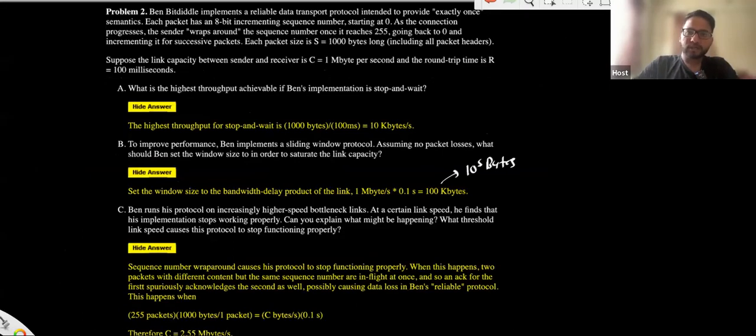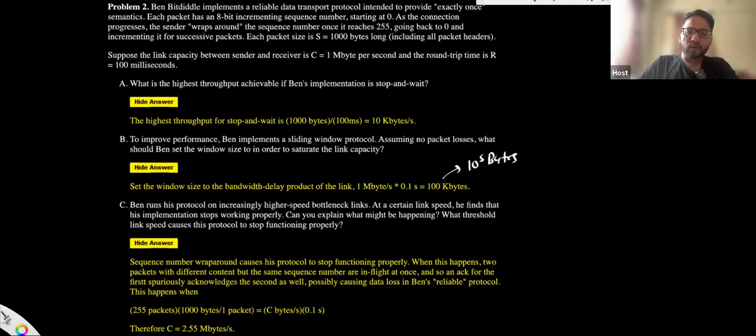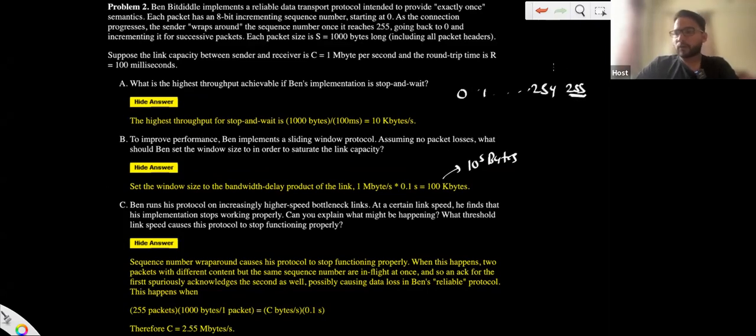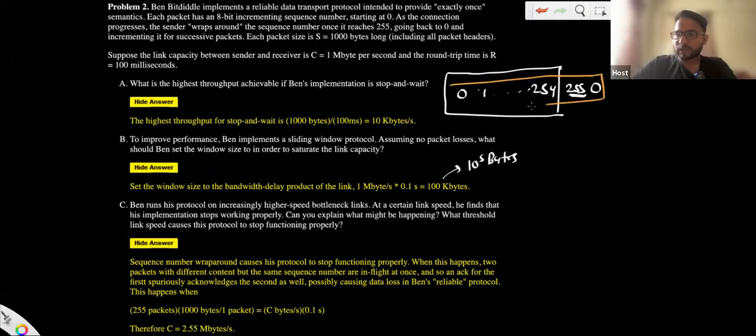Yes, so that's what they are saying. See here, 2.55 in megabytes per second. What they are saying is that sequence number wraparound causes his protocol to stop functioning properly. So basically, if you put more than these 255 packets, which means you are putting 0, 1, 2, up to 254, and then you are also putting the 255th number, or after it 0, at one time, then it will be a problem, right? It will be a problem.